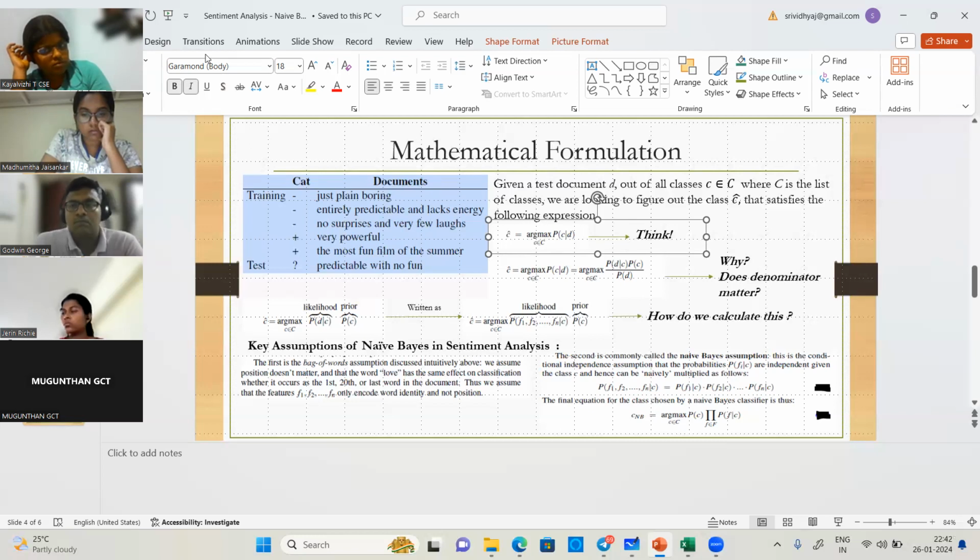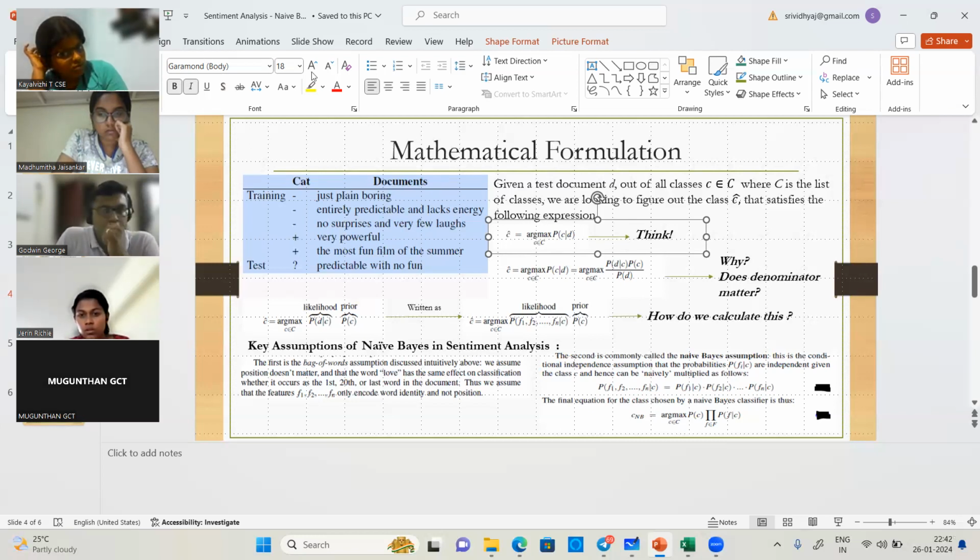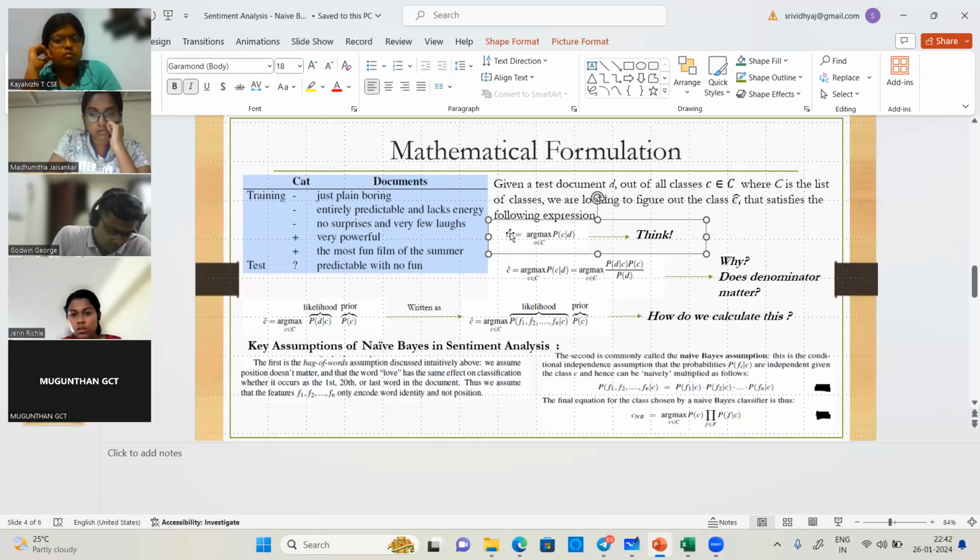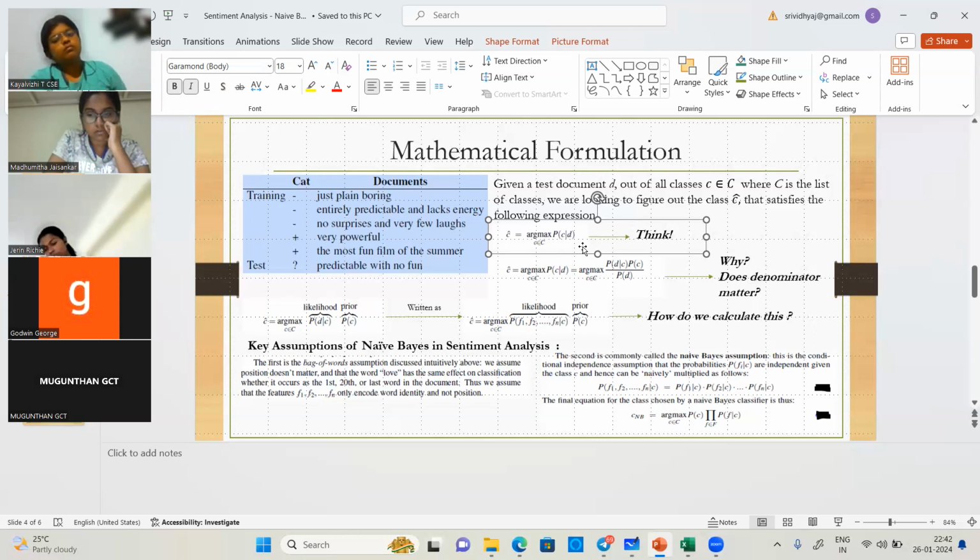What does it mean? What does P of C given D mean? Forget everything else, folks. Probability of the category, which should be either positive or negative, given the document, the words in the document. Exactly. So P of C given D means C is, of course, the class. D is the document. So given the document, what is the probability that it belongs to a particular class? All right. That's what P of C given D means. Now, question is, in this context, how many classes are there?